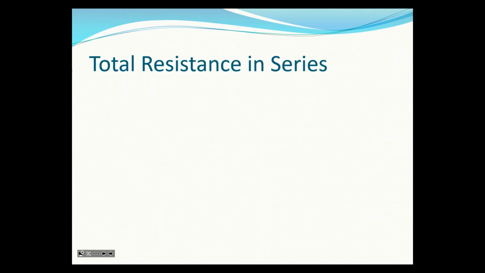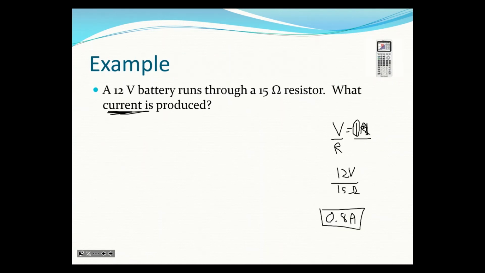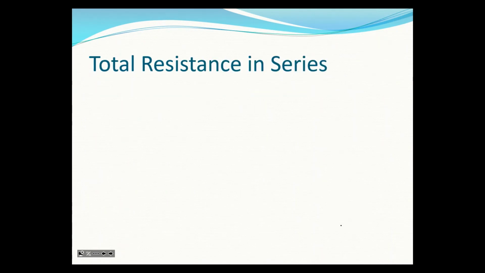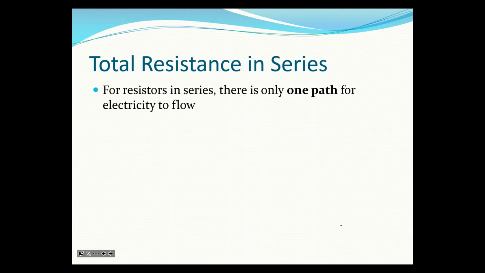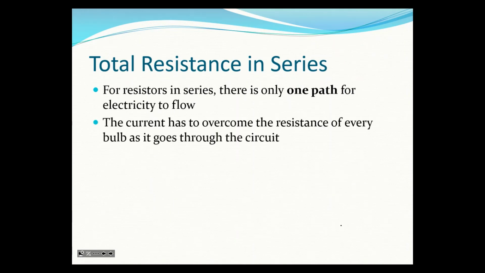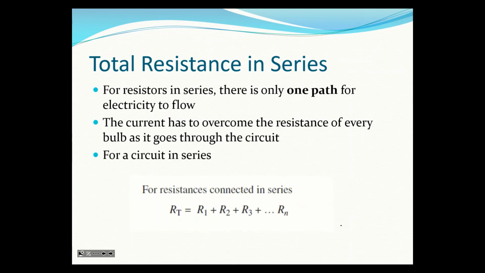Okay, so that's what you did in grade 9. That's really easy, but we're going to step it up a little bit. We're going to calculate total resistance in series. For resistors in series, there's only one path for electricity to flow, and the current has to overcome the resistance of every bulb as it goes through the circuit. So we can use this formula here to calculate resistance in series.